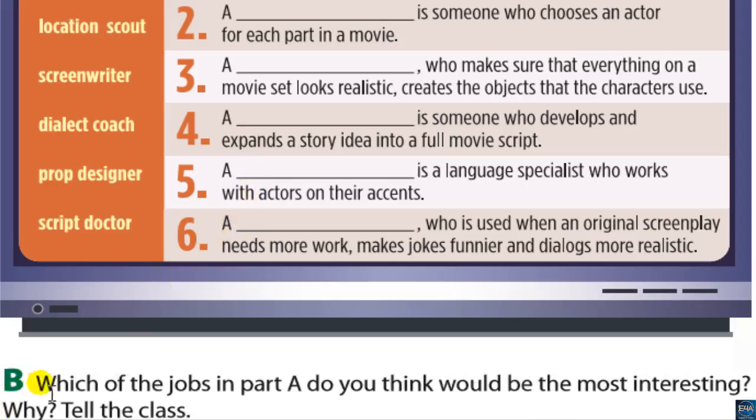B. Which of the jobs in part A do you think would be the most interesting? Why? Tell the class. So this is of course your opinion. You choose what is the best job and the most interesting job for you.